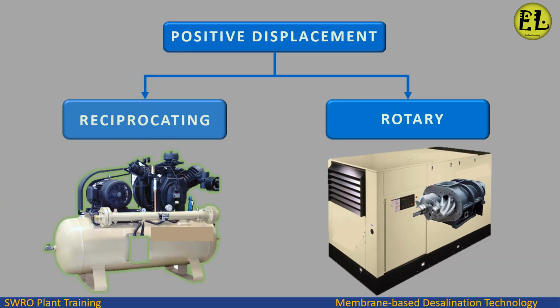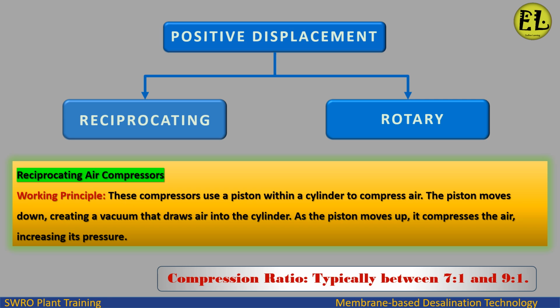Types of instrument air compressors. Positive displacement compressors are divided into two types: reciprocating and rotary.